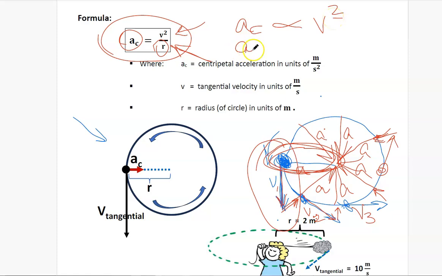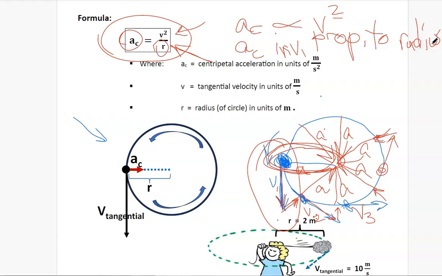Whereas the centripetal acceleration is inversely proportional to the radius. Inversely proportional to the radius. And that means that when the radius goes up, in other words, the circle gets bigger, the acceleration goes down, and when the radius goes down, the acceleration goes up.